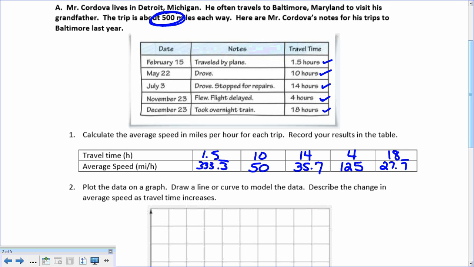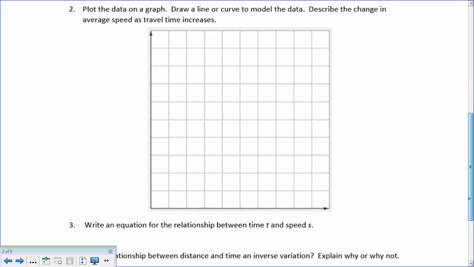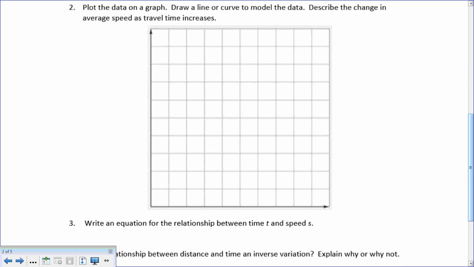So if I go ahead and graph those 5 values down here, this down here is travel time, and this over here is our average speed. So we will go ahead here.